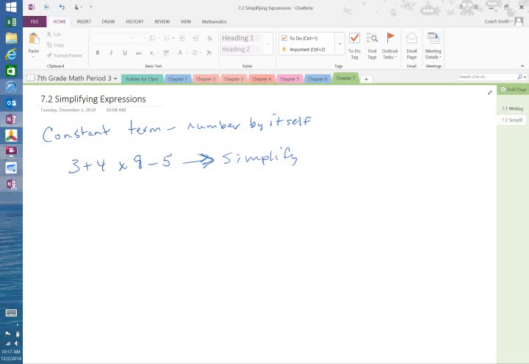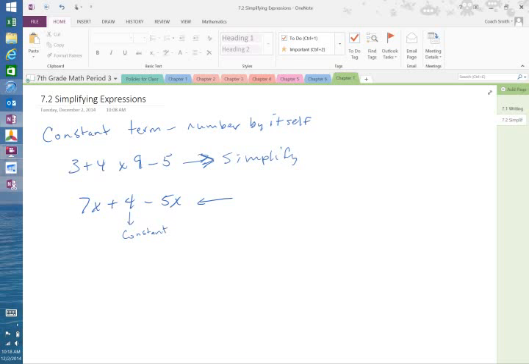Well, today you're going to have something that looks like this. You're going to have a variable expression that has some terms that are the same, some terms that are not the same, some constant terms, some coefficient terms, a lot of different words that we use for terms. We said that a constant term is a number by itself. So, in this problem right here, what is the constant term? 4. This would be the constant.